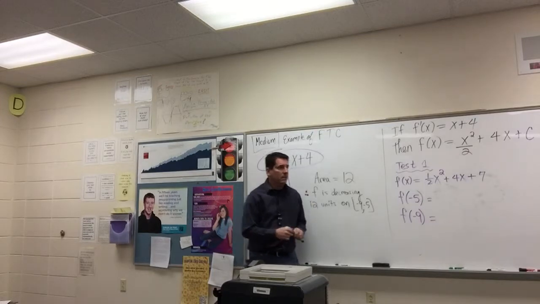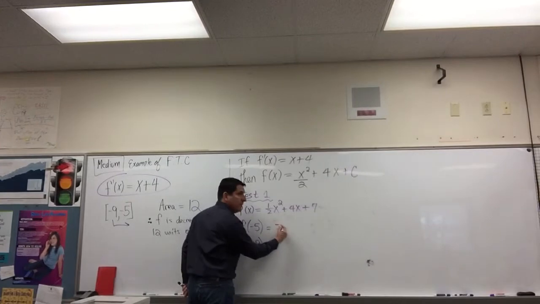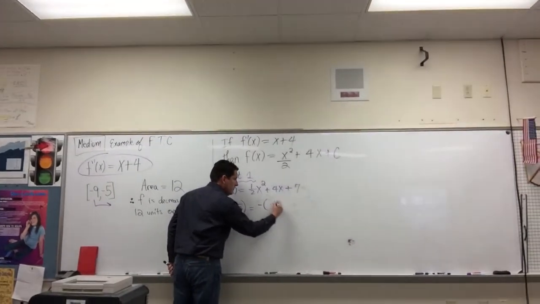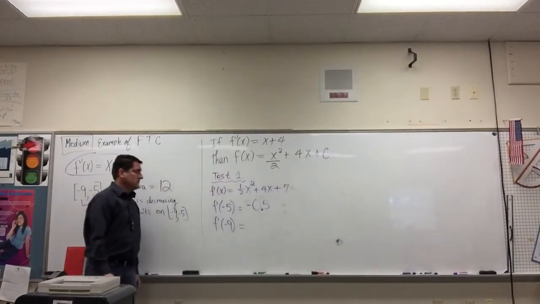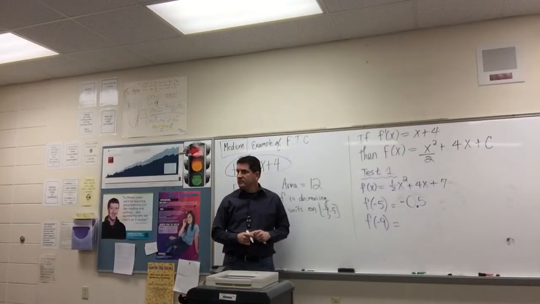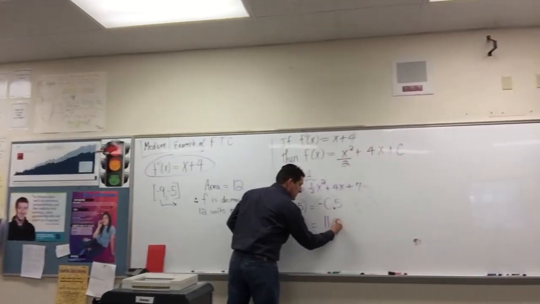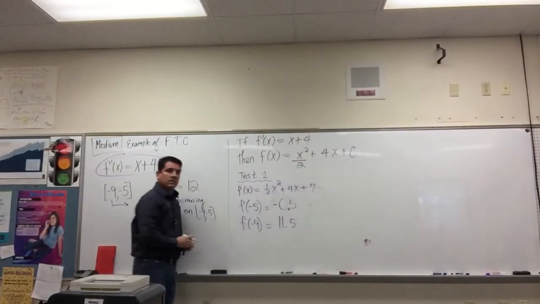What'd you get? -5, I got -0.5? -0.5. Yeah. And -9, $11.5? Anybody else get that? 11.5? Okay, we agree?